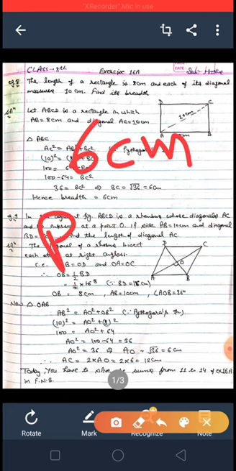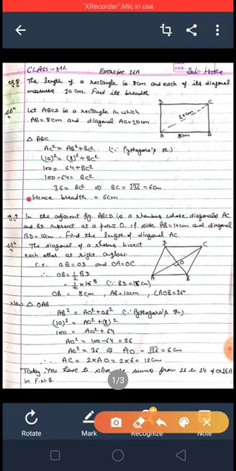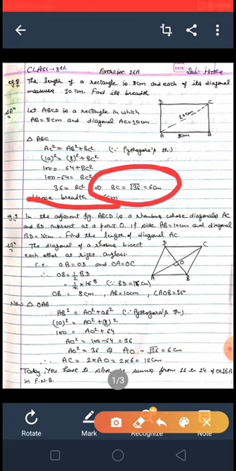It means the breadth of our rectangle will be 6 centimeter. So in the ending you have to write your result, that is, hence breadth is equal to 6 centimeter. Most students leave the sums here, like BC is equal to 6 centimeter, but you have to write it completely: breadth is equal to 6 centimeter.